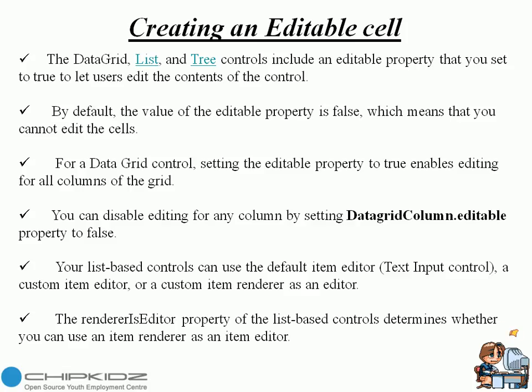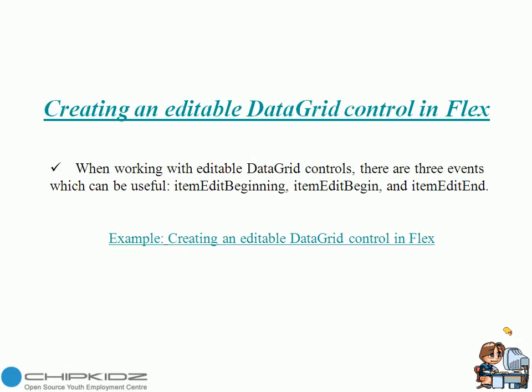Your list-based controls can use the default item editor, text input control, a custom item editor, or a custom item renderer as an editor. The rendererIsEditor property of the list-based controls determines whether you can use an item renderer as an item editor.